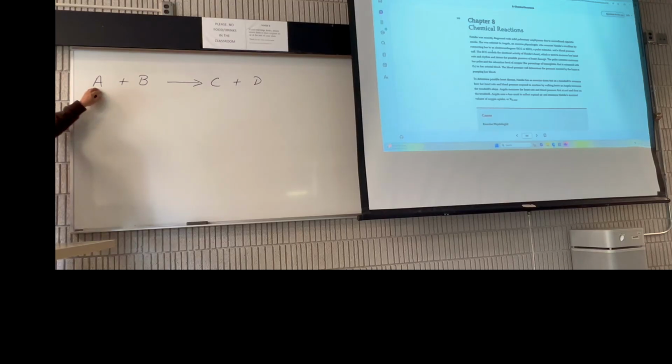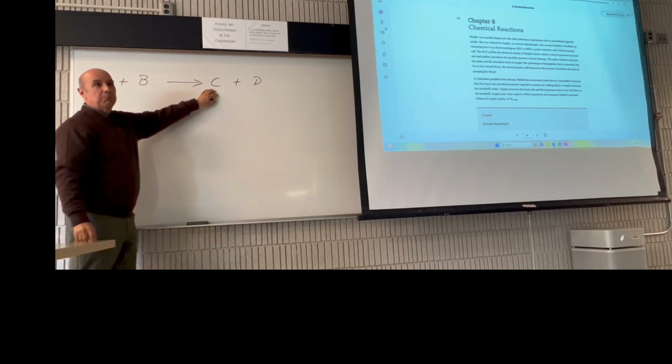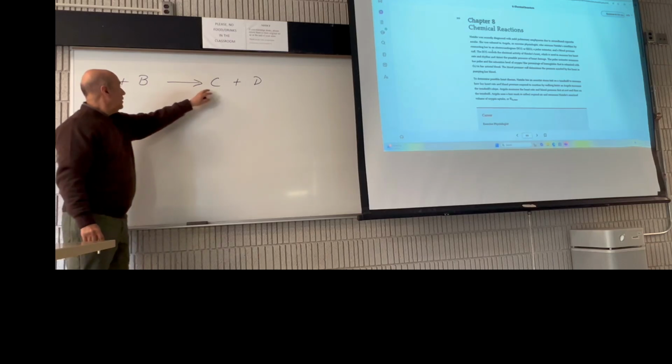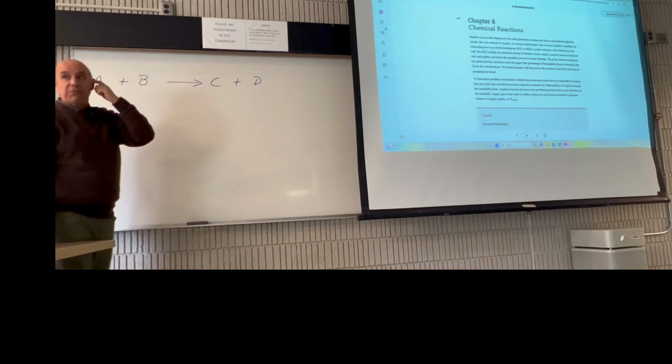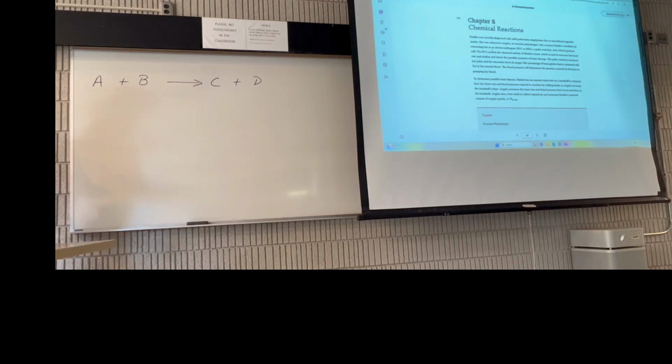So A may look a little bit like C, but it's different than C. And I'll give you some examples soon. Just like B may look like D a little bit, but it's different. It has different properties, different boiling point, different color. Everything is different about them.